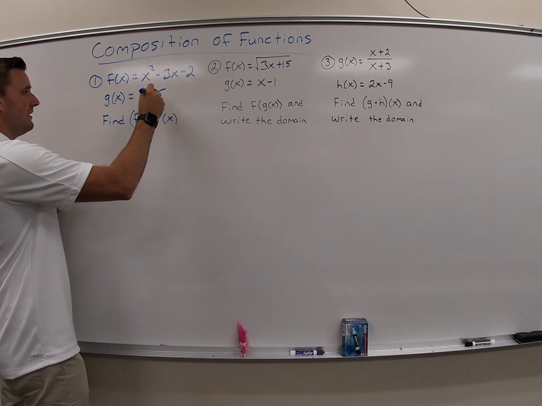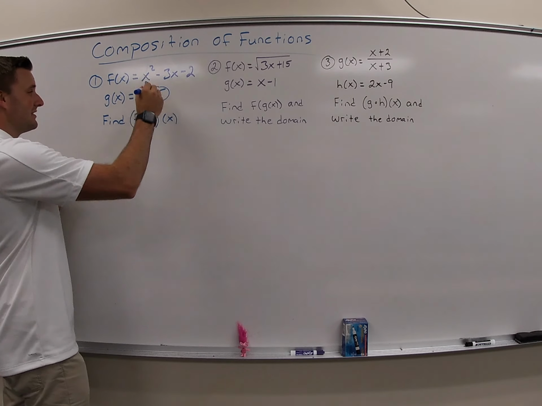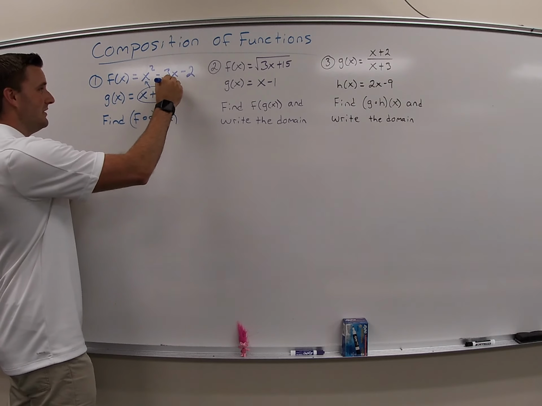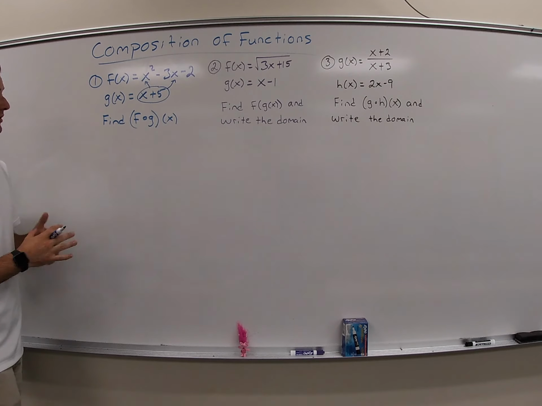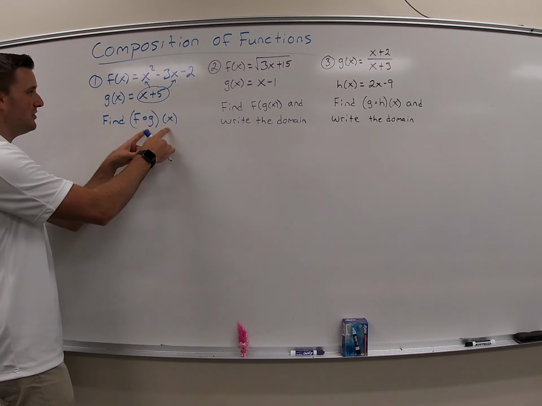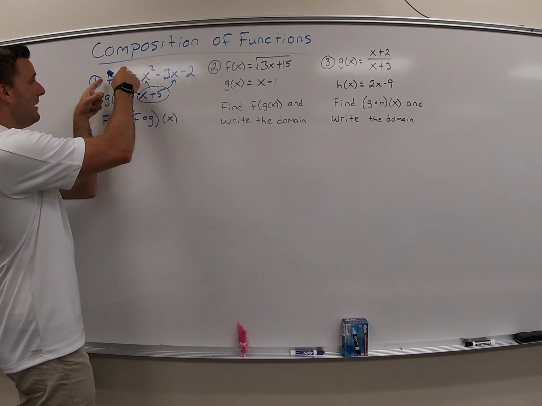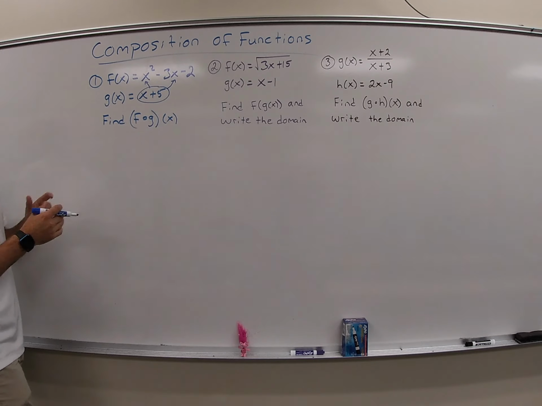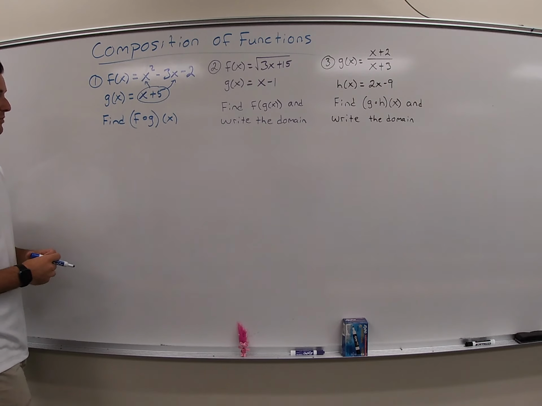So everywhere I have an x in f of x, I'm going to substitute our value of g of x. Here I have two different terms that have a variable of x in it. So I'm going to take my g of x, which is x plus 5, and replace everywhere I have an x in my output, my f of x, my outermost function, with my g of x, my innermost function, which is x plus 5.